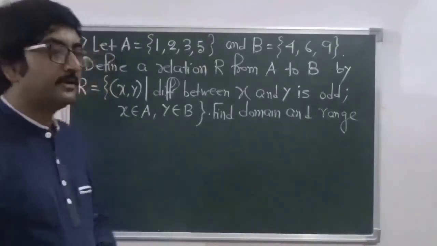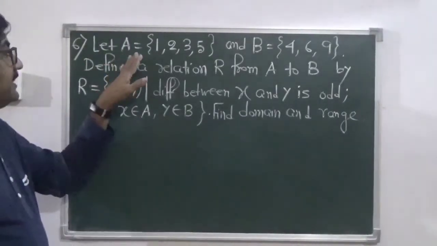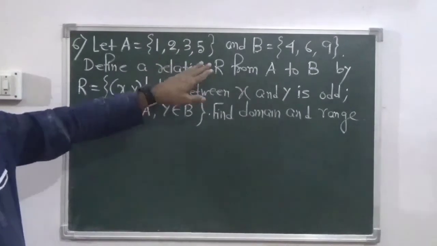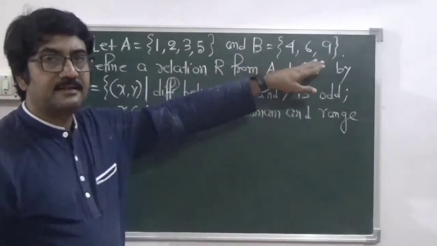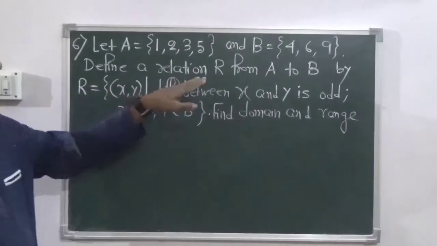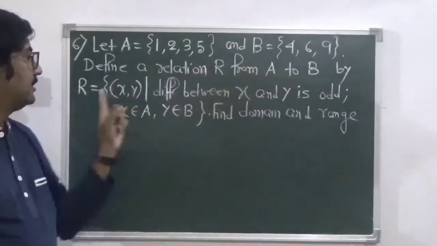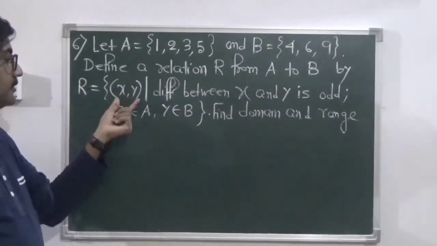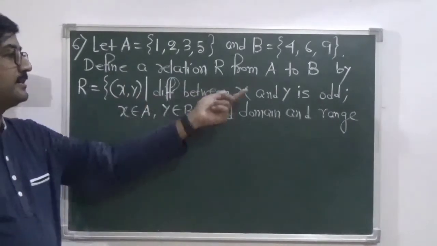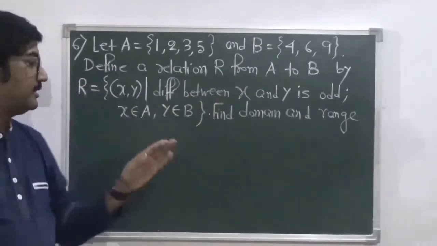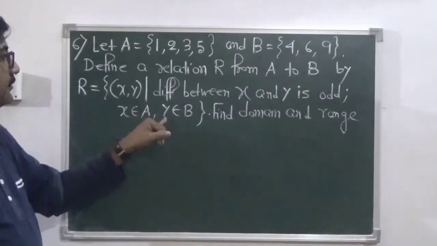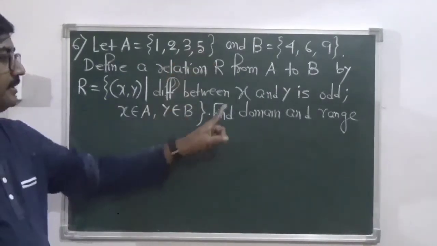Now here in this particular question, let the set A have elements 1, 2, 3, 5 and set B have elements 4, 6, 9. Define the relation R from set A to set B as all those ordered pairs in which the difference between x and y is an odd number, where x belongs to the set A and y belongs to the set B. Find the domain and range.